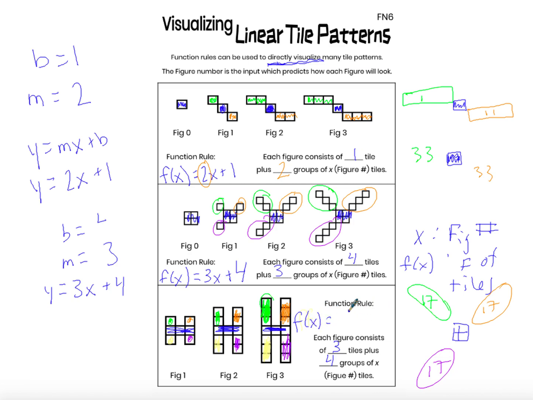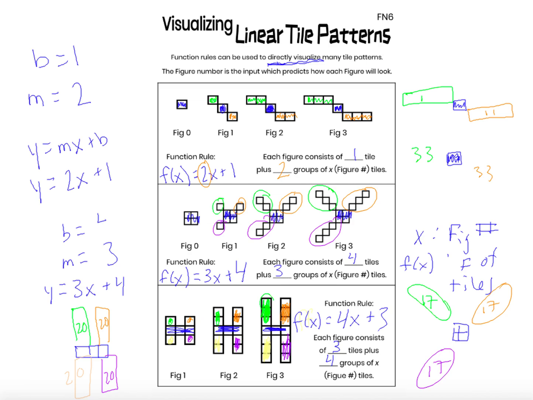F of x equals 4x plus 3. If I were describing figure 20, I would have those 3 in the middle, and then I would have a long arm this way that had 20 there. There's 1 group of 20, 2 groups of 20, 3 groups of 20, and then 4 groups of 20. So I would have 4x, 4 groups of 20 plus 3 in the middle.